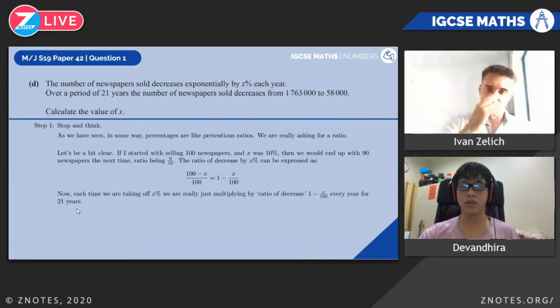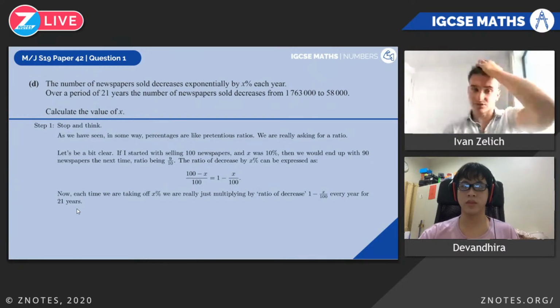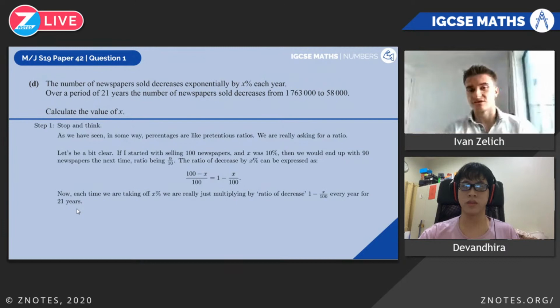So again, when we have problem solving, we want to stop and think. As we said, percentages are like ratios, so we just want a ratio. I've given an example here. If we had 100 newspapers and X was 10%, then we would end up with 90 newspapers next year, and the ratio being 9 on 10. So if we multiply 100 by 9 on 10, we get 90.